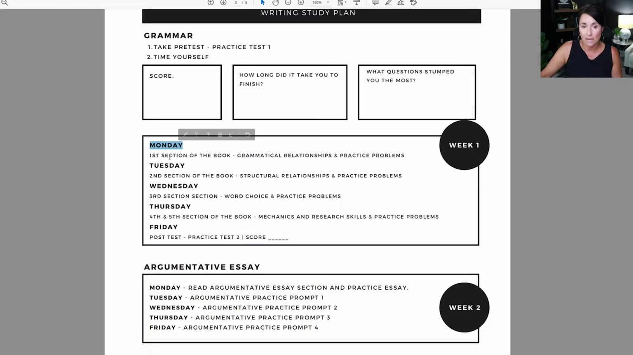Fourth and fifth is kind of short, so I put them all under one day here. Now, again, you might be like, grammar's my worst thing ever. I'm terrible at grammar. Okay, maybe you take Monday and Tuesday to go through the first section of the book. Wednesday and Thursday, the second section. Friday and Saturday, the third section.